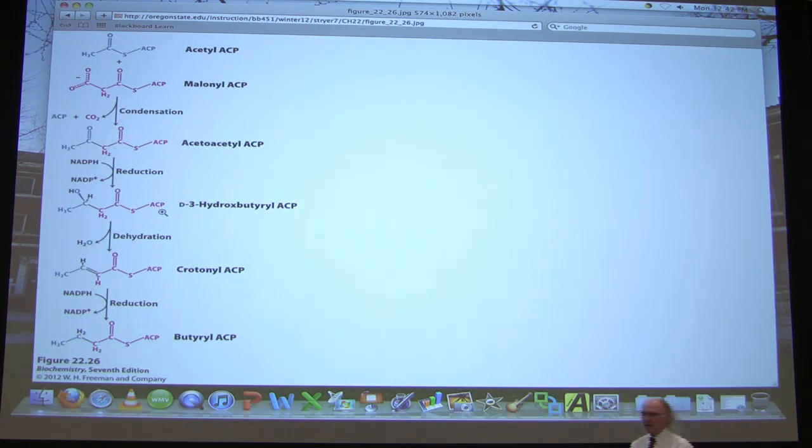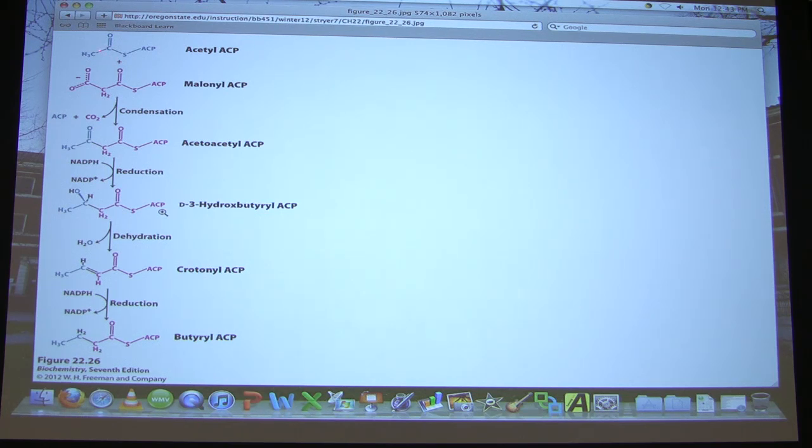Here are the synthesis reactions. Okay, so once we get it to this point, we have a malonyl ACP, and it turns out we also have to have an acetyl ACP because we have to have a starting material to start this fatty acid. We have to have a 2-carbon piece plus a 3-carbon piece to start. So this is priming the pump. This is getting everything set up.